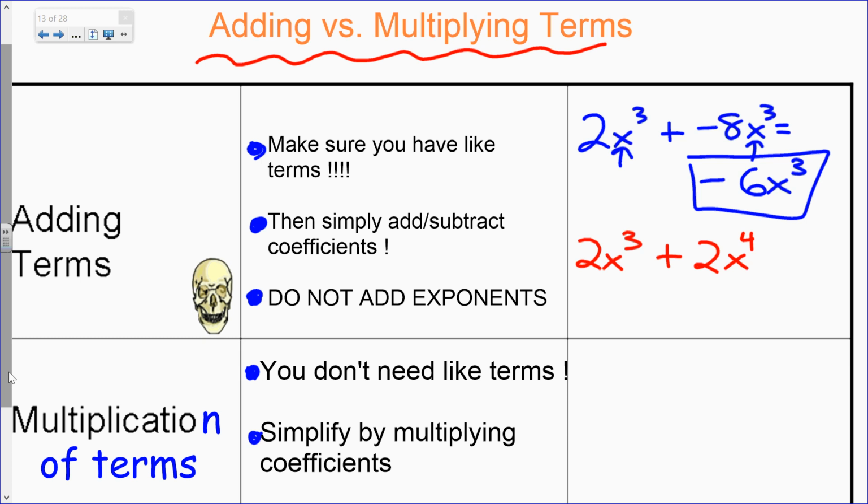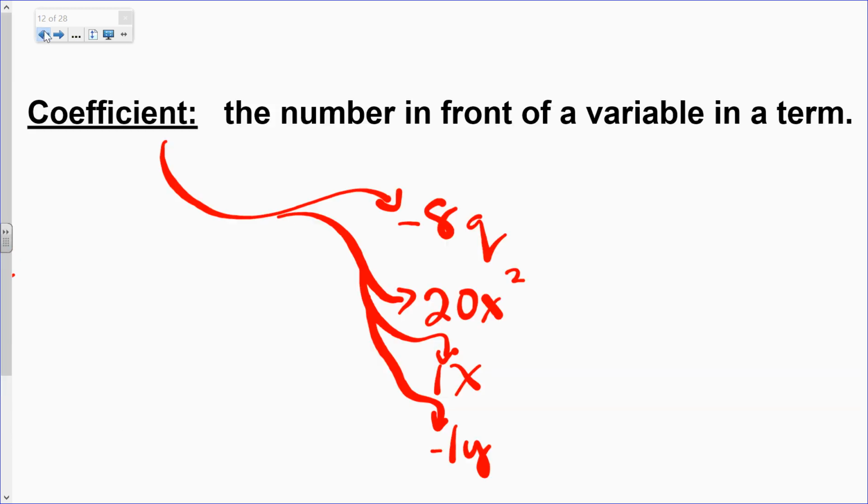2x to the third plus 2x to the fourth. Rico, are those like terms? Right, the exponents are different, not like terms. It's kind of like asking, this much.